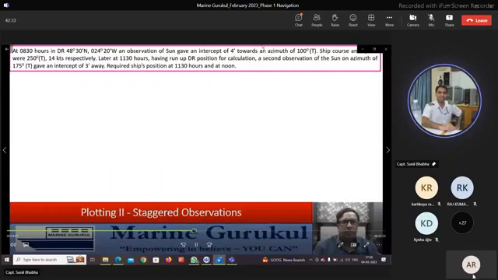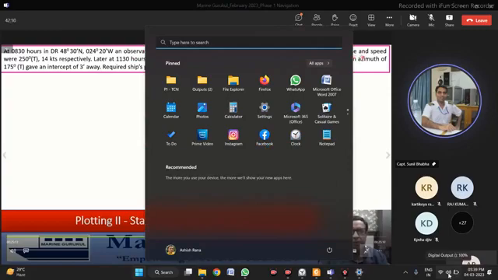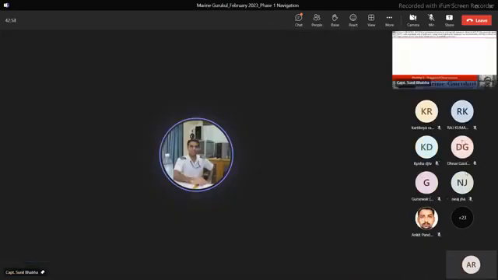We take one more question. At 0830 hours in DR 48 degrees 30 minutes north, 024 degrees 20 minutes west, an observation of sun gave an intercept of 4 minutes towards an azimuth of 100 degrees true. Ship course and speed were 250 degrees true at 14 knots.